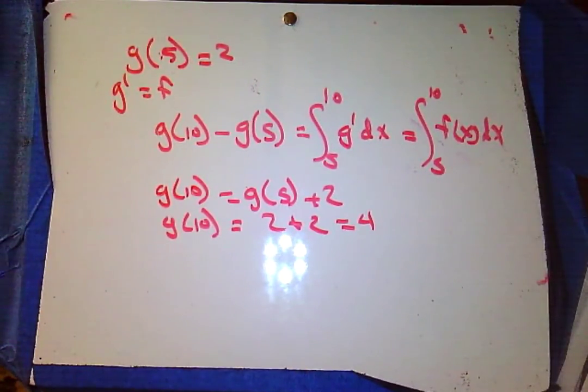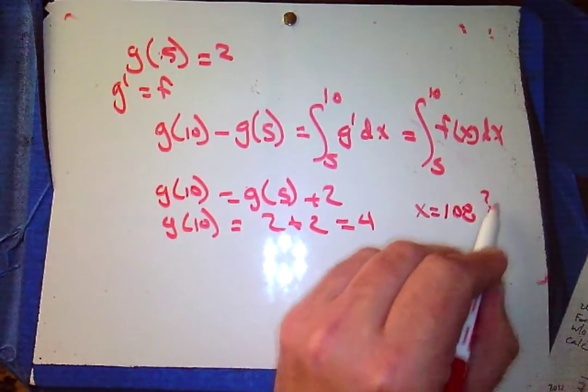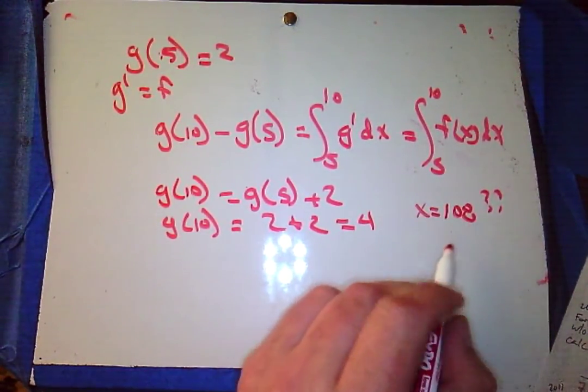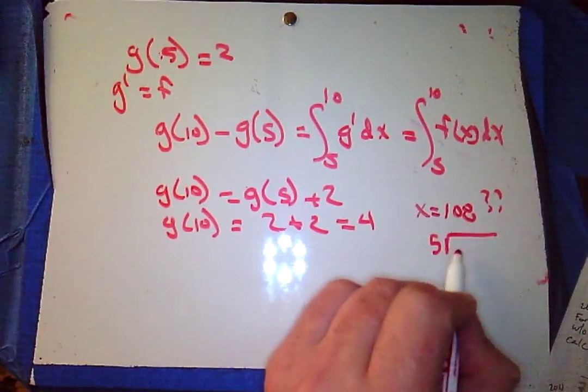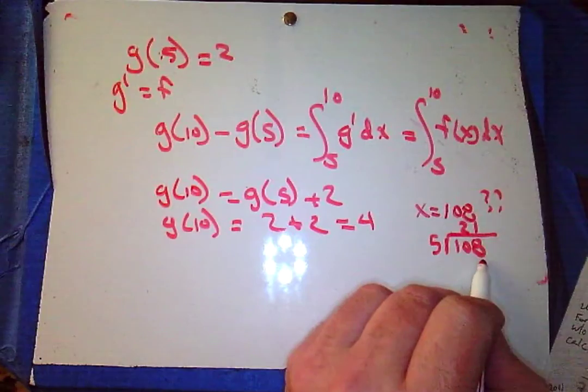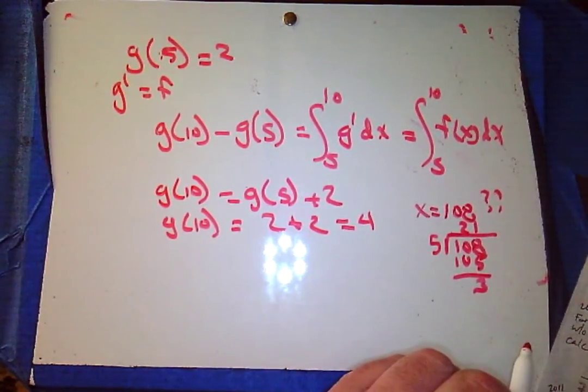How did I do? Yes, that's great. G of 10 is 4. Okay, so we've done that part. Now it says, write the equation for the line tangent to the graph at x equals 108. So how many units of 5 will go into that? I can divide 5 into 108: 21 times with a remainder of 105, a remainder of 3.